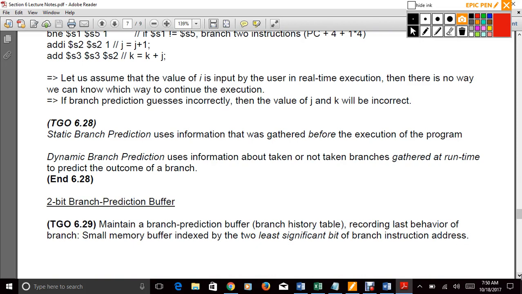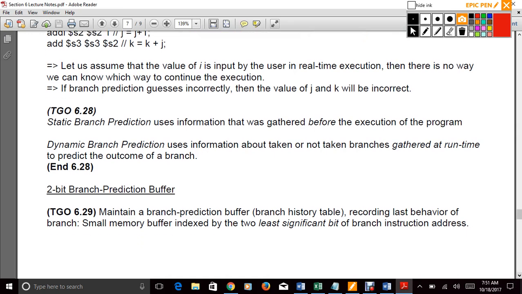Static branch prediction uses information that was gathered before the execution of the program. So what this means is that you're going to be running a number of different while loops and for loops, and based on that, you're going to be trying to guess a probability that you're going to be running this. And then dynamic branch prediction, we're going to be learning about a specific type of dynamic branch prediction called 2-bit branch prediction. It uses information about taken or not taken branches gathered at runtime to predict the outcome of the branch.